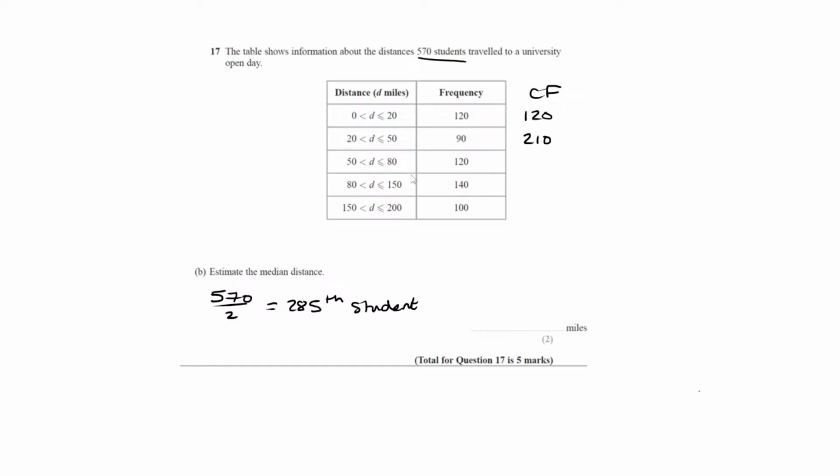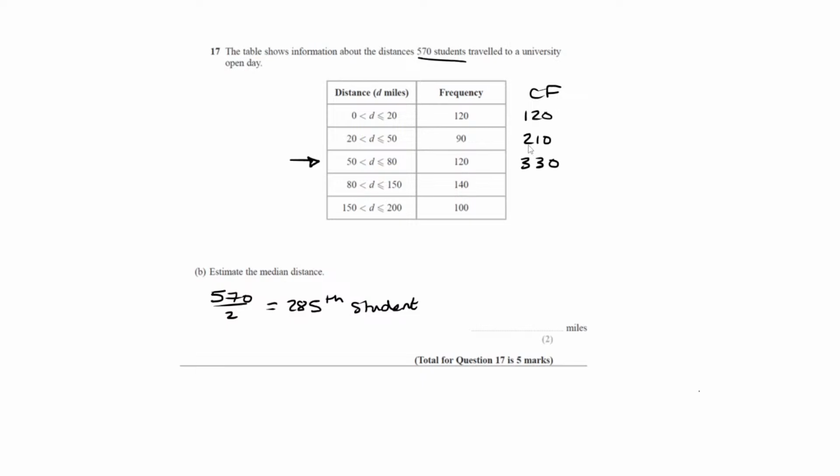And then it's obviously going to be one of the middle rows somewhere in the middle. Then if I add 120 to that, what's that? That's 330. Do you see how the 285th student, if you lined them up in order of distance, would be in this row here? Because that's between 210 and 330. Okay, so you have to first identify which row it is. Then you identify, well, how far into that row is my 285th student?